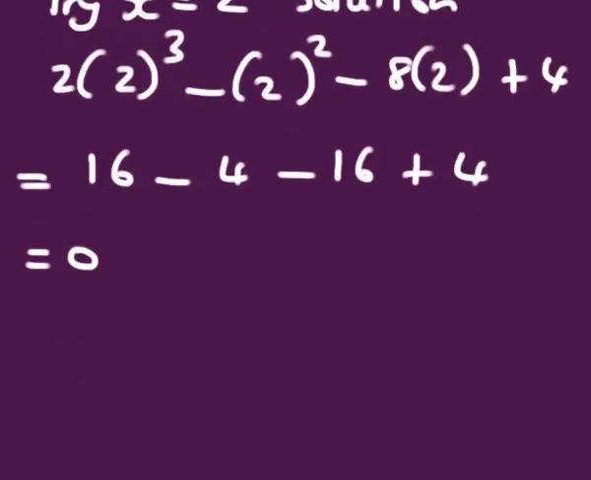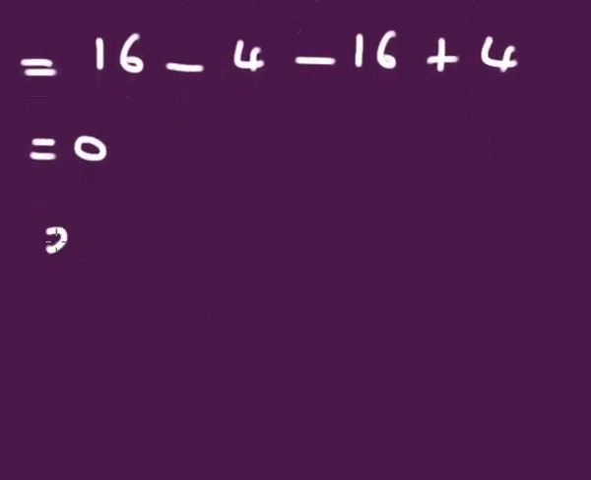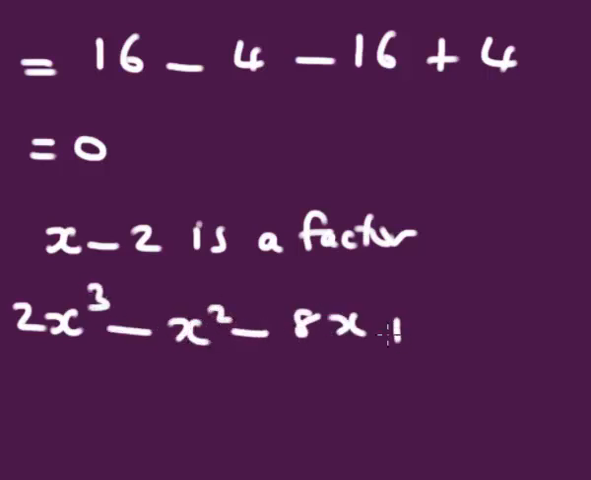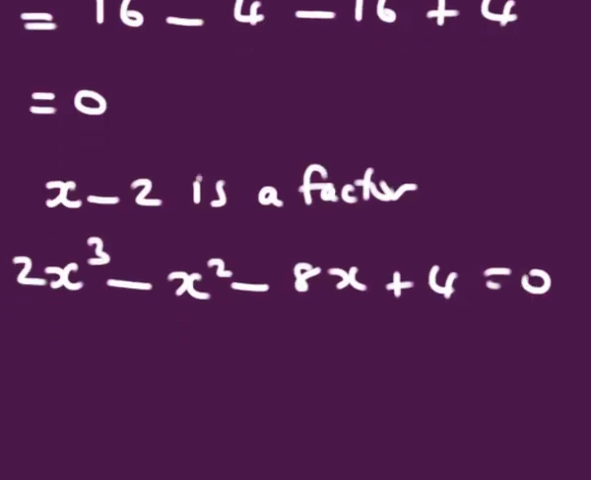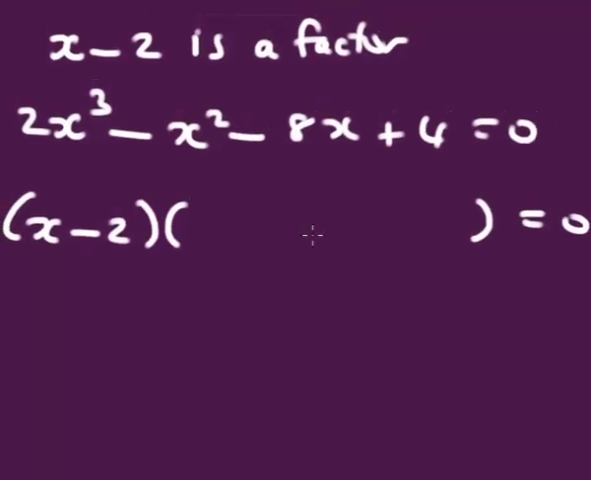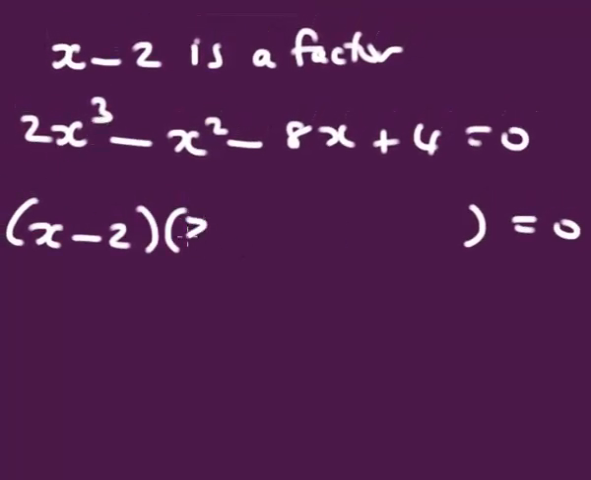So if it's a solution, bring it across, and we get a factor. And remember, if you rewrite the cubic quickly, you've got 2x cubed minus x squared minus 8x plus 4 is 0. What is the factor? It is x minus 2. Now let's get our quadratic here. 2x cubed divided by x is 2x squared. 4 over negative 2 is negative 2. And we've got our missing term there, the mx.